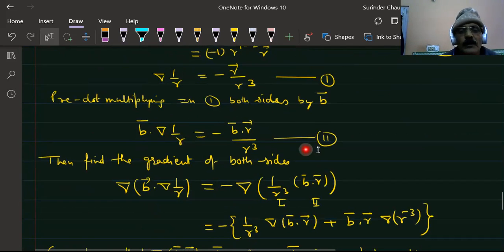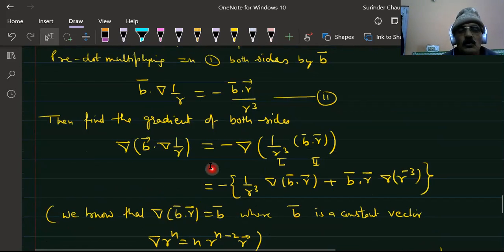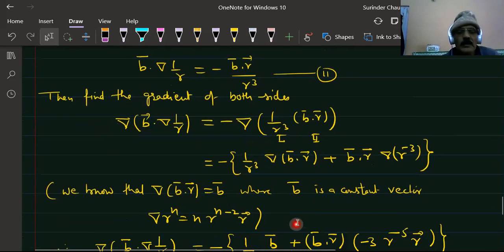The next step is to find the gradient of both sides. The gradient of this is equal to the gradient of this. Now this is a scalar, this is also a scalar. So we can find the gradient of the product u into v, which is u gradient of v plus v gradient of u. In the case of simple multiplication, you can change the order because they are real numbers.